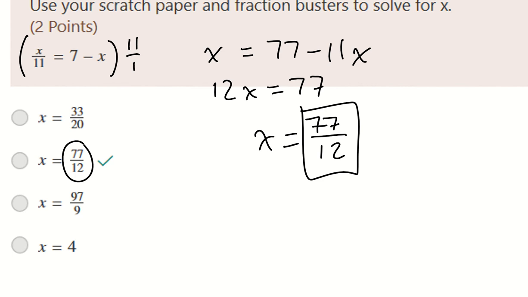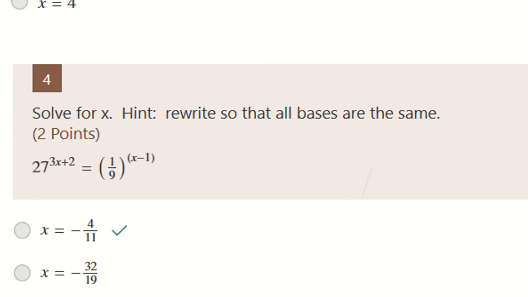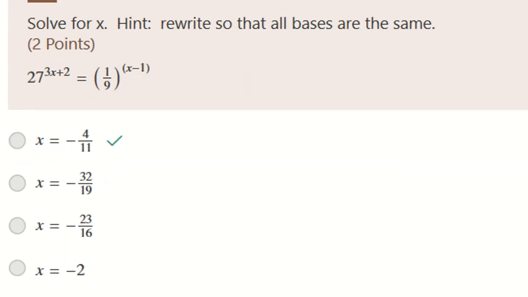Let's move on to question number 4. It says solve for x and rewrite so that all bases are the same. So when I take a look at this, the 9, I'm thinking 3, and 27, right? That's 9 times 3. So I'm thinking I need to switch to a common base of 3.